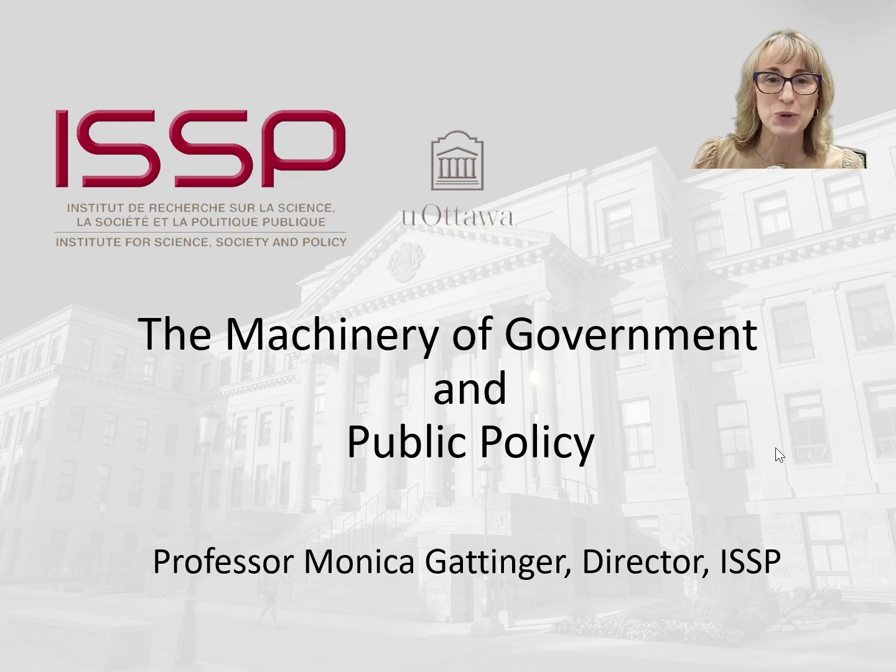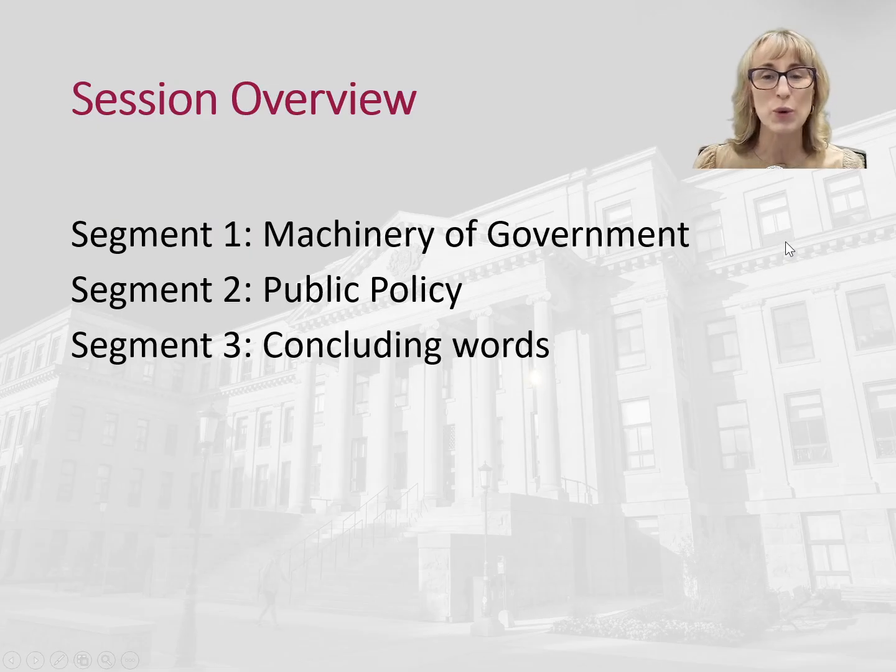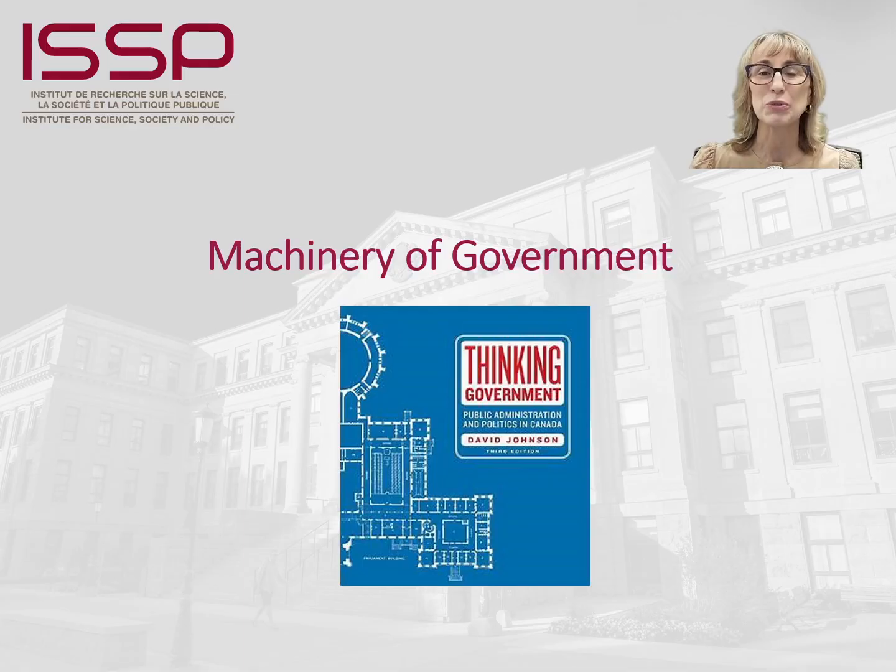So our schedule for today is fairly straightforward. We're going to start with some discussion of the machinery of government. Then we're going to move into a discussion of public policy, and then I'll have a few concluding words for everyone. And this lecture is really designed for people who are interested in learning more about how they can help to influence science, society, and policy relations and issues at that intersection. It's so important to understand how government works, what public policy is if you're looking to try to influence government decision-making in those areas. So we're going to start with machinery of government.